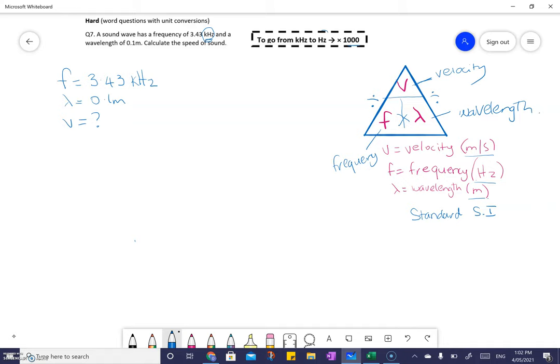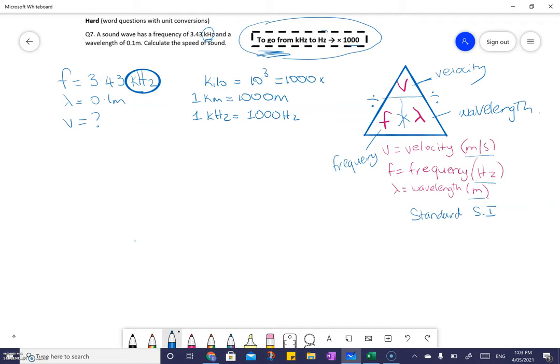So, what do I do with this strange unit here? Well, if you look on the side, it actually tells you how to convert kilohertz into hertz. So just think of this for a second. Kilo means 10 to the power of 3, or 1,000 times. So a kilometer is 1,000 meters. 1 kilometer equals 1,000 meters. So 1 kilohertz is equal to 1,000 hertz. Okay, so that is what's called the conversion factor. And they've given you a little hint over here to be able to do that.